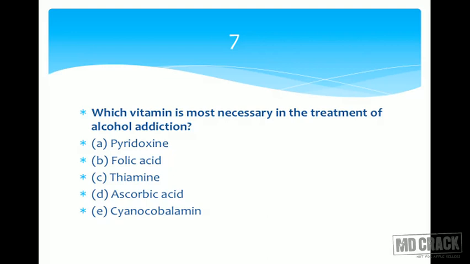Alcohol, there may be pyridoxine deficiency, but that's not specific. Next, folic acid. Yes, it can produce folic acid deficiency. It can produce thiamine deficiency, ascorbic acid, and cyanocobalamin deficiency. But we are not speaking about a pregnant woman and the folic acid deficiency and some defects or anything. We are speaking about chronic alcohol addiction. And the final manifestation in chronic alcohol addiction is the central nervous system affection leading to what is called Wernicke's encephalopathy and Korsakoff psychosis. And these two things are related to thiamine. That's vitamin B1.